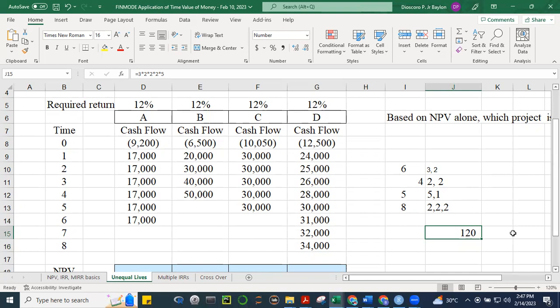That means we should generate cash flows up to 120. It's somewhat difficult because, for example, we will repeat 6 twenty times. We're going to repeat this 20 times. 4 we will repeat 30 times. 5 we will repeat how many? 24 times. And 8, we repeat 120 divided by 8, that's 15 times.